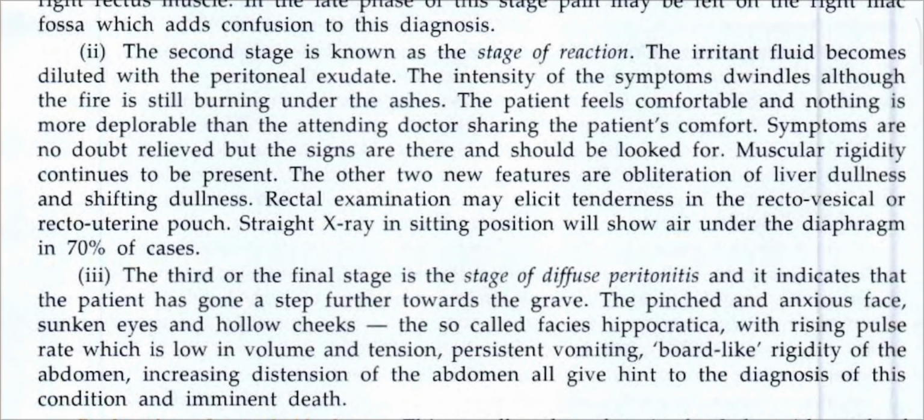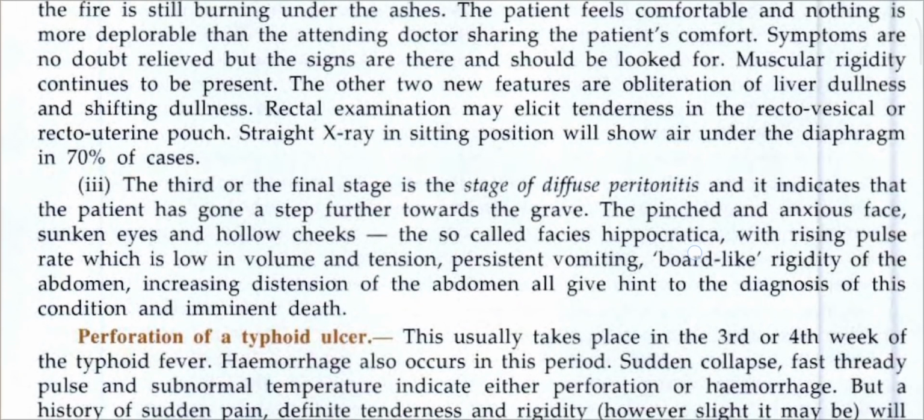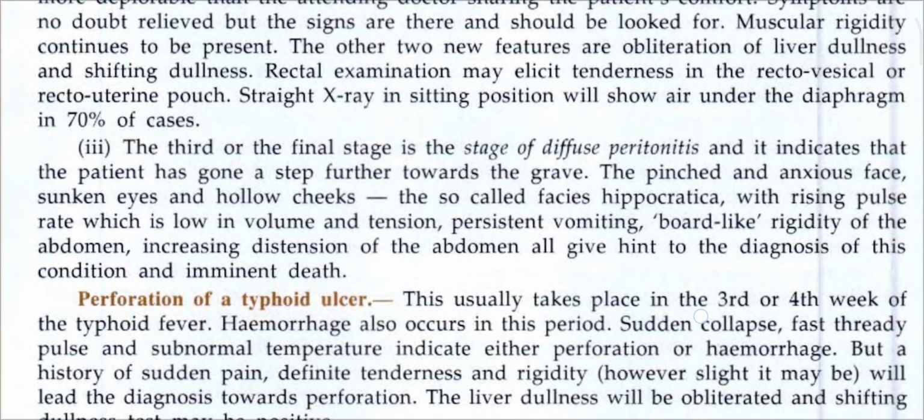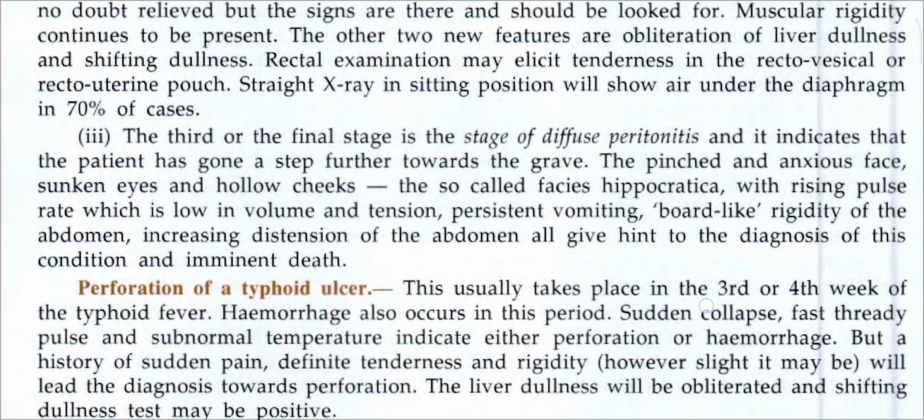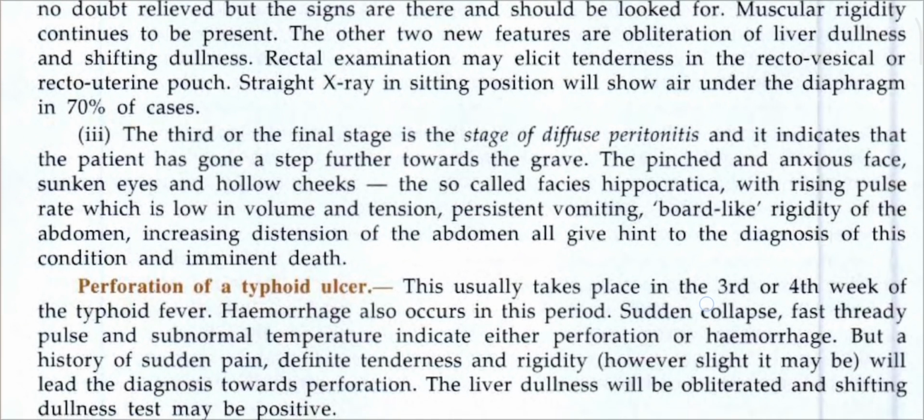Muscular rigidity continues to be present. The other 2 new features are obliteration of the liver dullness and shifting dullness. Rectal examination may elicit tenderness in the rectovesical or rectouterine pouch. Straight X-ray in sitting position will show air under the diaphragm in 70% of the cases.